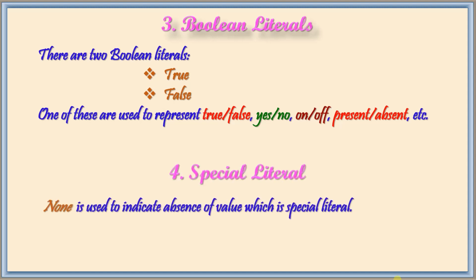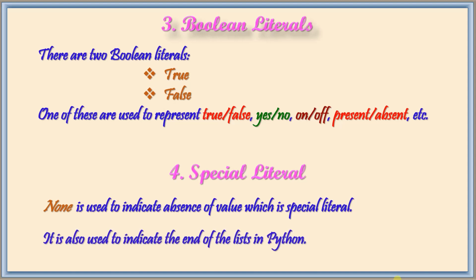In Python, None, that is nothing, is used to indicate the absence of value. So that means if there is no value there, that is empty space, then you can just say None. It is also used to indicate the end of lists in Python. What a list is, we will see in a future class, not to worry about that.